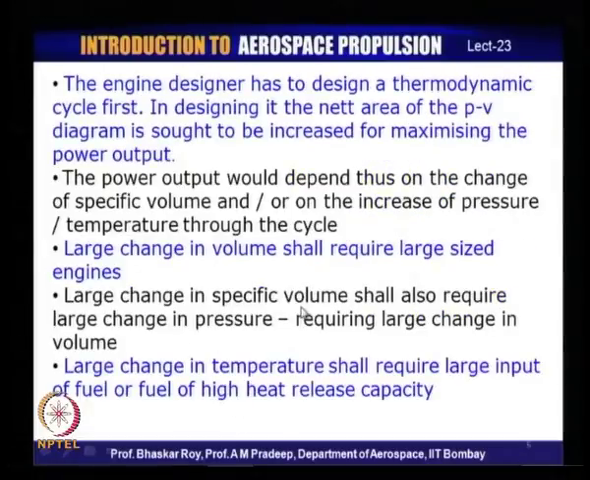So, what it requires then is you have a large change in volume, which shall require then a large size engine. The large change in specific volume shall also require large change in pressure, and which requires again a large change in volume. Large change in temperature shall require large input of fuel or fuel of high heat release capacity. So, these are the means by which you can try to increase the work done of the system.